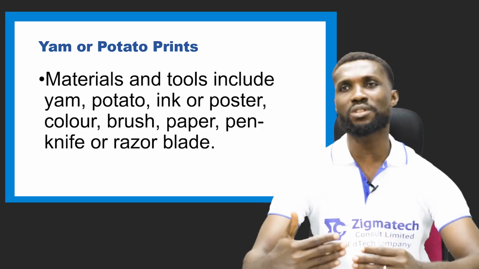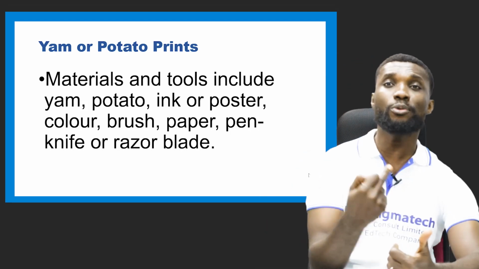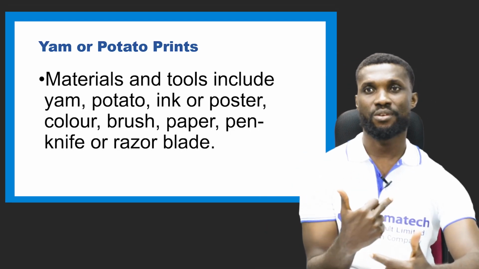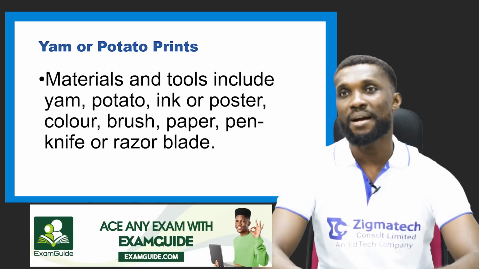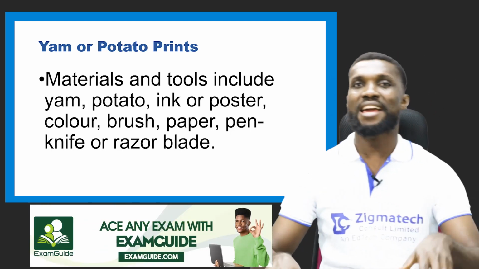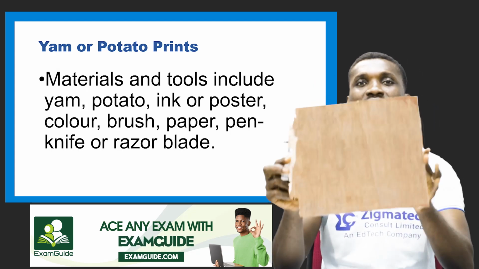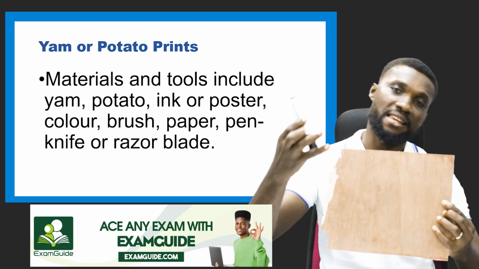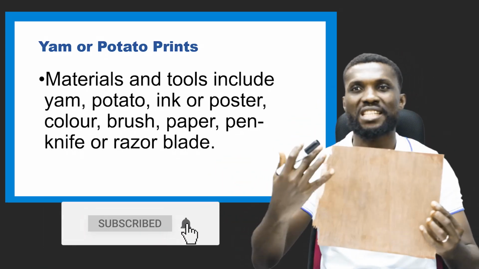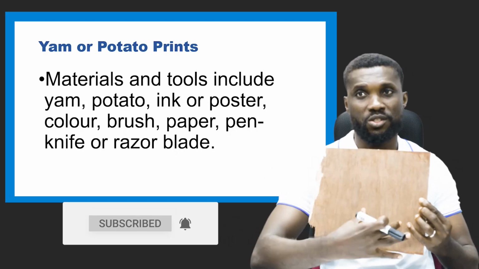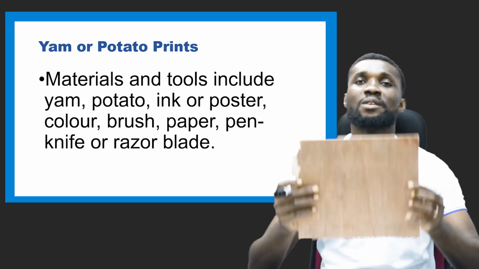Now, remember we talked about the relief kind of printing. The same approach you use in your relief or your intaglio is the same approach you should use in the yam and potato print. However, I have some things I would want to use as an example. Now, we have a board. This is a wooden board. This is my marker, which I'll use to draw the image on this board. I'm just trying to give us a reference for how you can actually use your potato or your yam or your wood to create those designs.